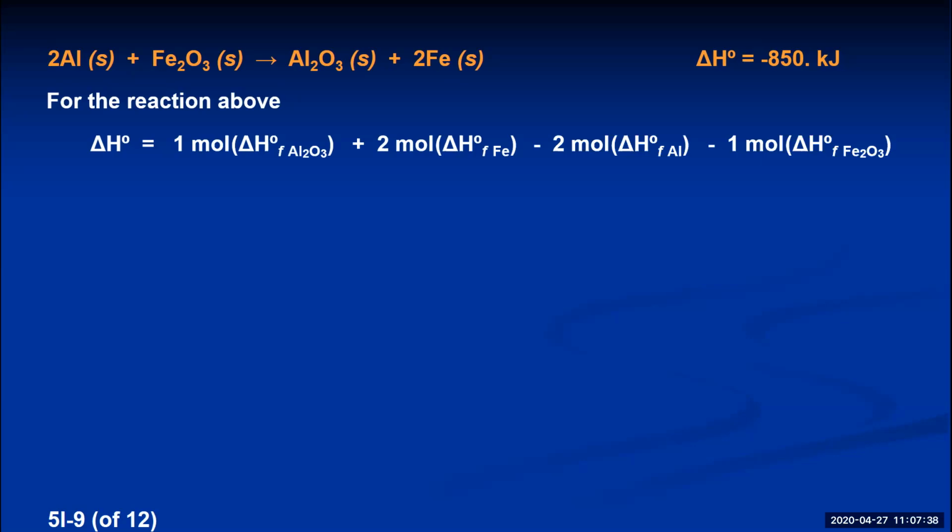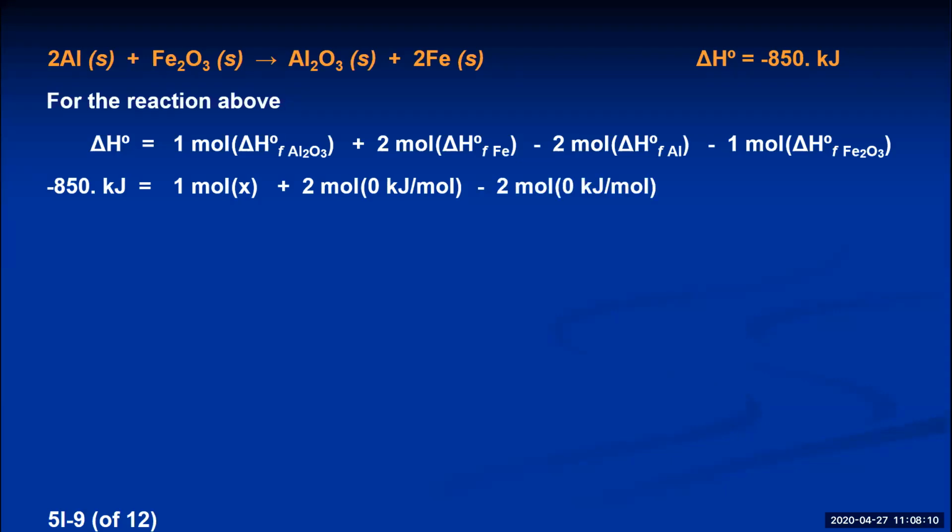In this relationship that has to be true, I know the delta H naught of the reaction is negative 850. The enthalpy of formation of aluminum oxide, I don't know. That's going to be X. So it's going to be 1 mole multiplied by X. The standard enthalpy of formation of iron is 0. So that's going to be 2 moles multiplied by 0 because it's an element in its standard state. Iron's a solid at room temperature and room pressure on Earth. Minus 2 moles multiplied by the standard enthalpy of formation of elemental aluminum, which is 0. And then minus 1 mole multiplied by the standard enthalpy of formation of iron(III) oxide, which they told us in the problem was negative 826 kilojoules per mole.